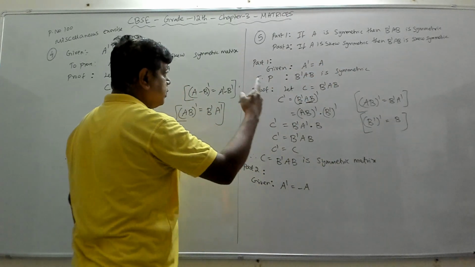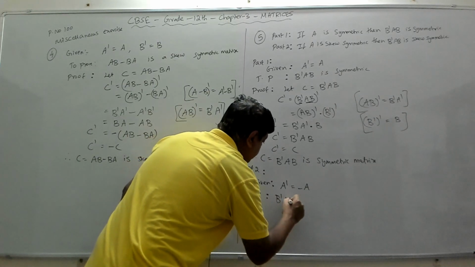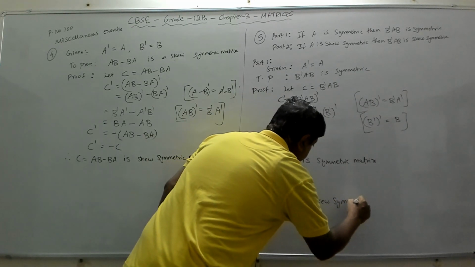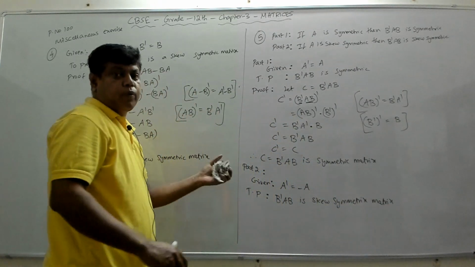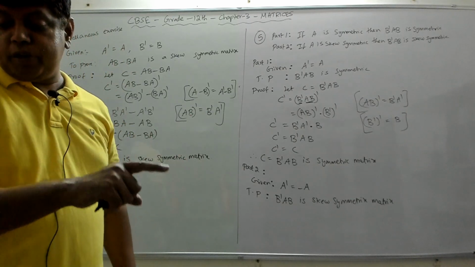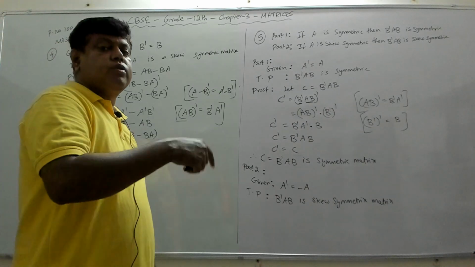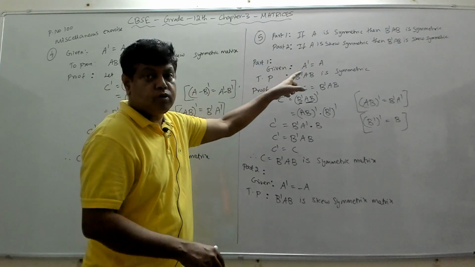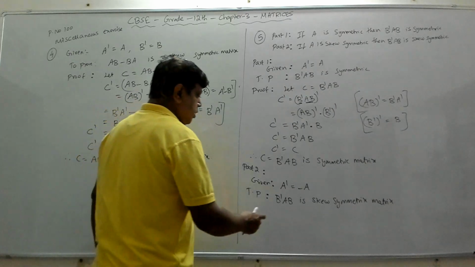We have to prove that B transpose AB is a skew symmetric matrix. So that's how the question says. The question says show that the matrix B transpose AB is symmetric or skew symmetric accordingly as A is symmetric or skew symmetric. Which means if A is symmetric, we have to prove B transpose AB is symmetric. If A is skew symmetric, we have to prove that B transpose AB is skew symmetric. So now we have to show that this is skew symmetric.